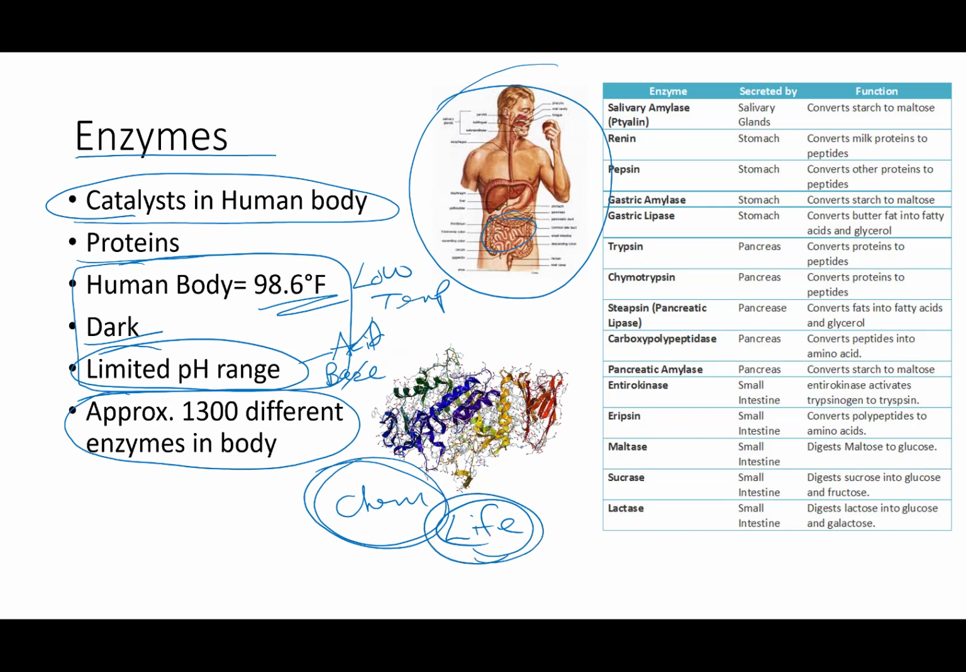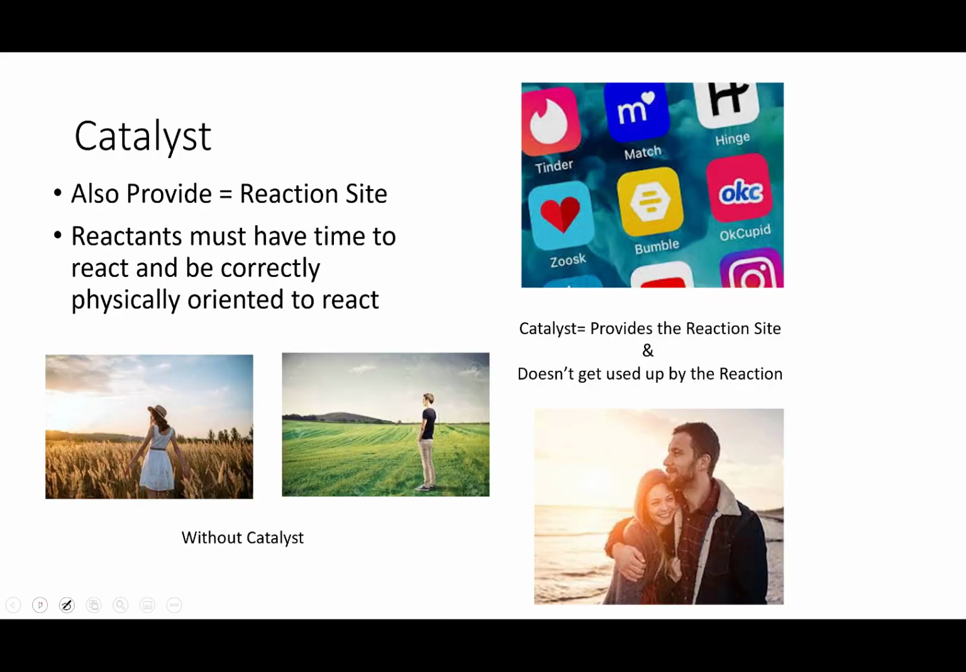You have to have catalysts to make these chemical reactions occur. Here is a list of some of them that you may have heard of: lactase, sucrase, maltase, pepsin. Many of these you will learn when you take anatomy and physiology, biochemistry, or organic chemistry.